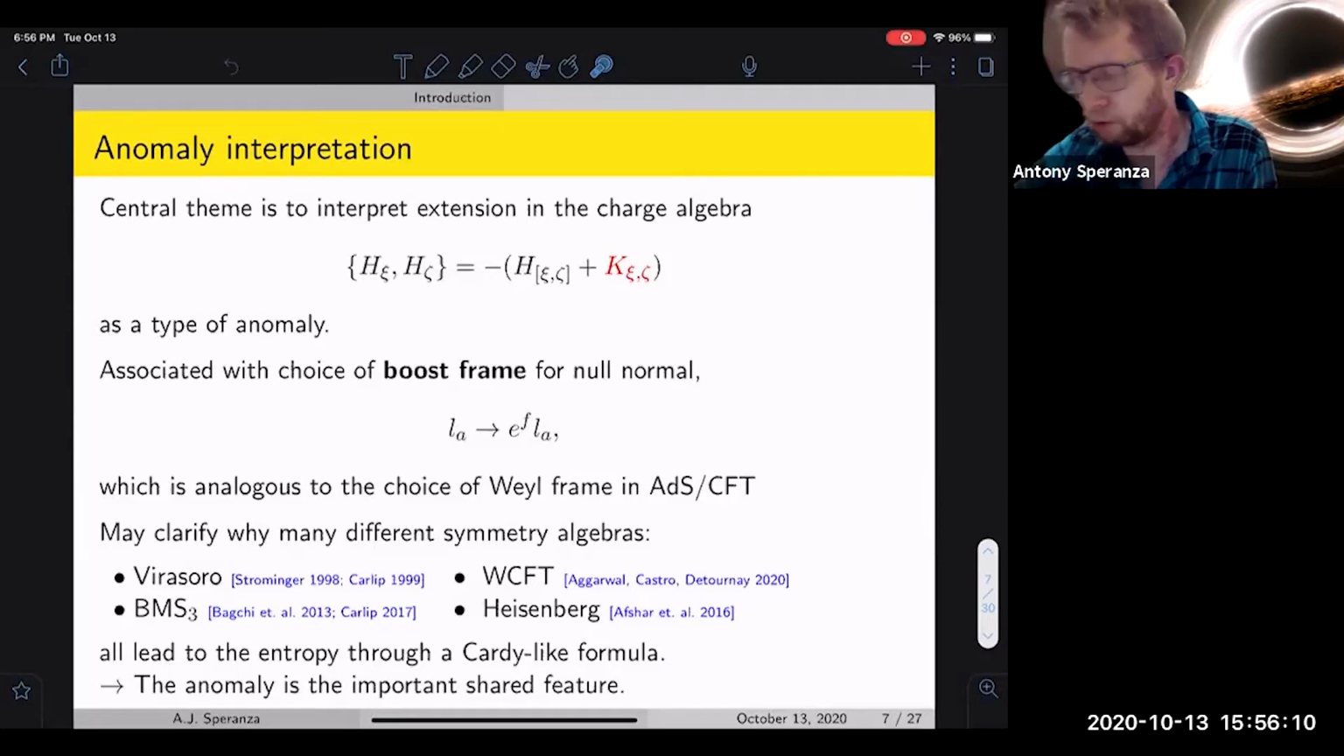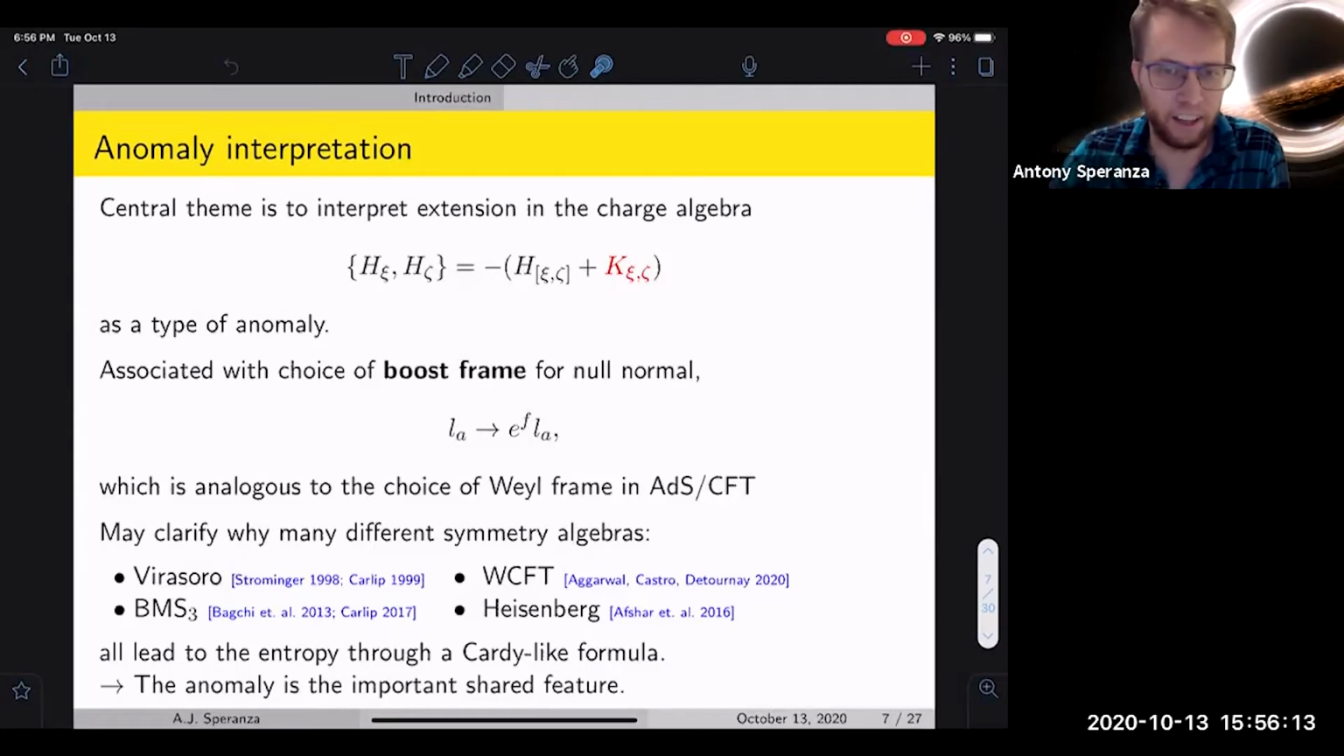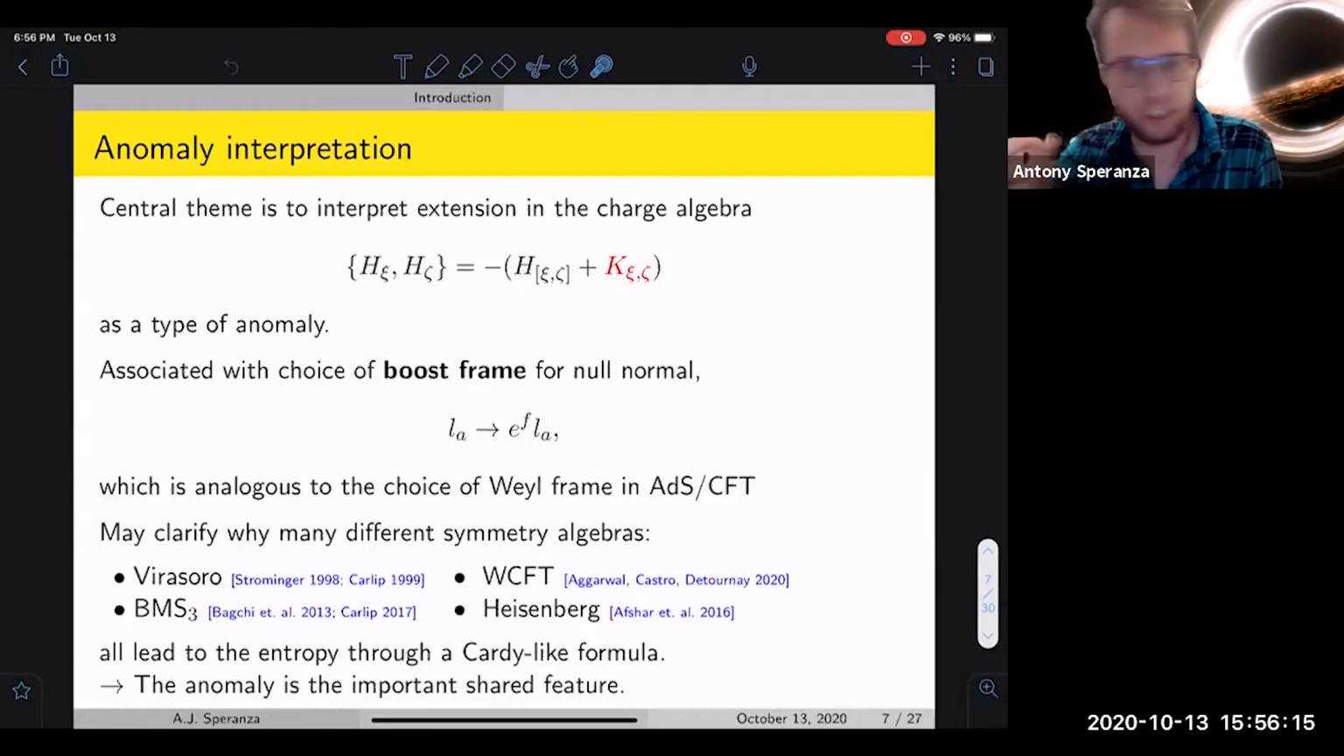I'm going to go right ahead and start addressing the three points I mentioned, but I guess I can pause to see if there are any questions before that.